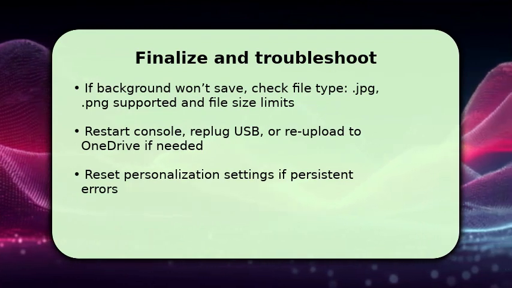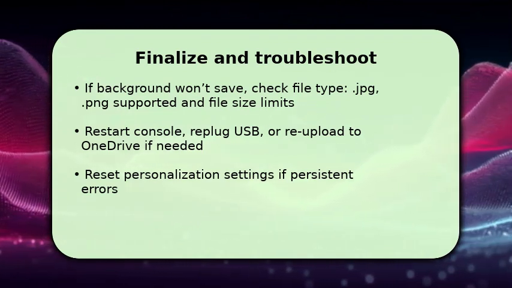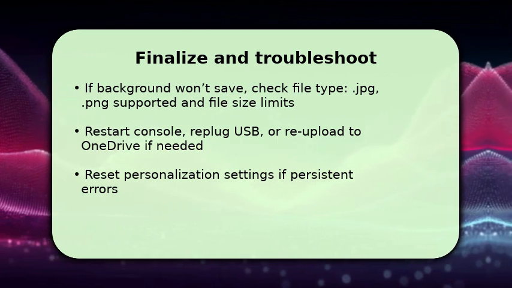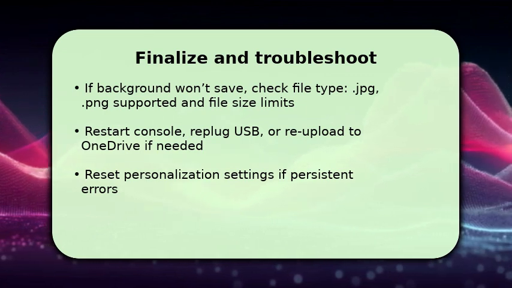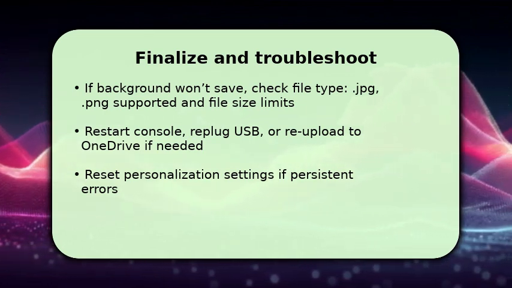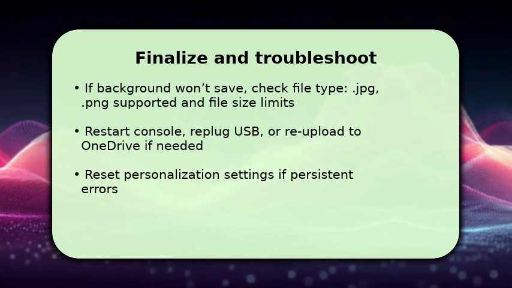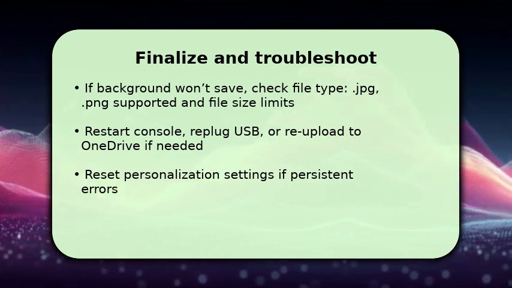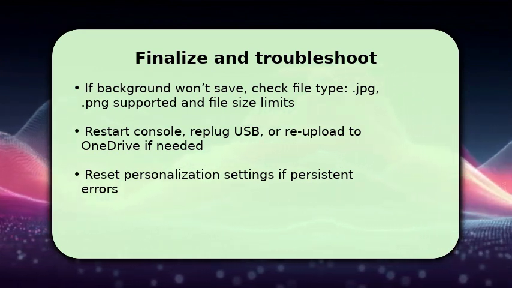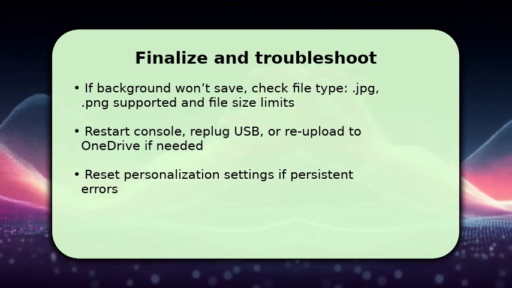If the Xbox rejects the image, make sure it's a supported format like JPG or PNG and under the size limit, resave as a new file if necessary. If problems persist, restart the console, reinsert the USB, or re-upload the image to OneDrive and try again. As a last step, reset personalization settings to defaults and reapply the wallpaper.